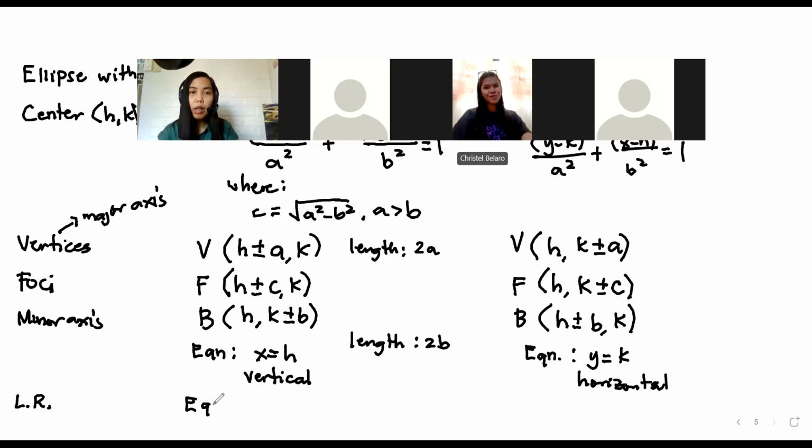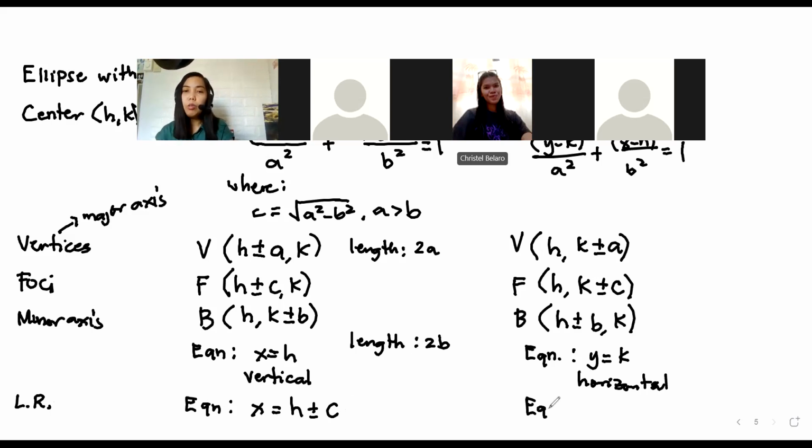So for the latus rectum, the equation is x equals, di ba ang latus rectum nakasunod yan sa foci. So x equals h plus or minus c. Dalawa ang latus rectum ng ellipse. Sa parabola, isang latus rectum, isang directrix. Sa ellipse, dalawang latus rectum. Kaya dalawang equation to class: x equals h plus c and x equals h minus c.